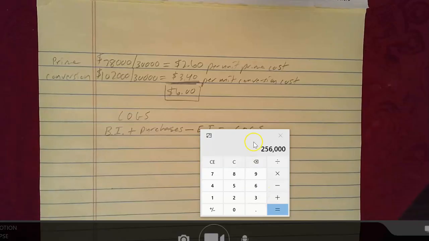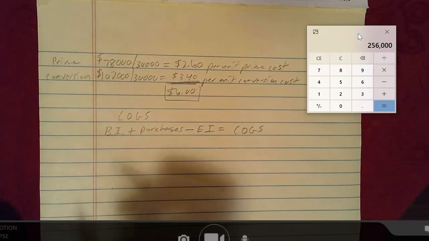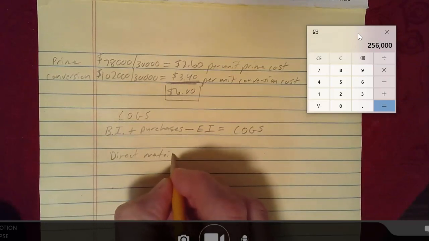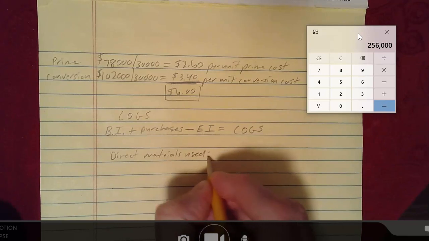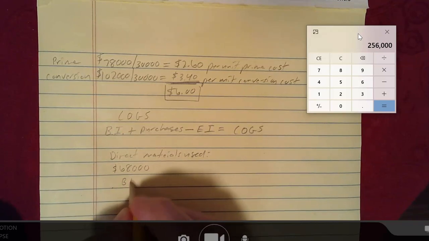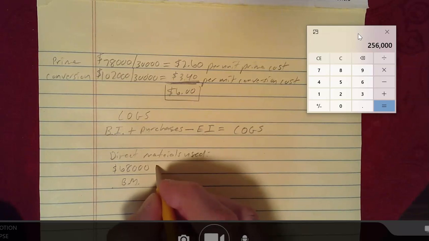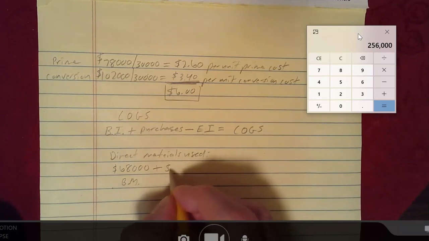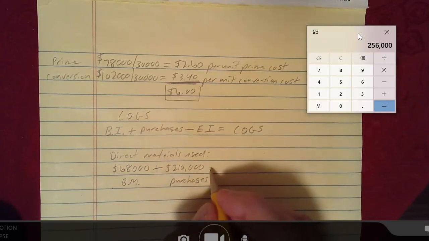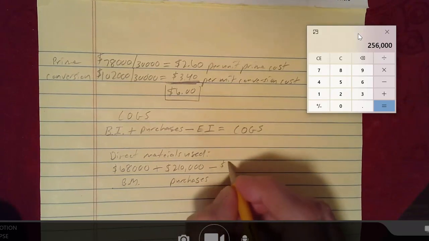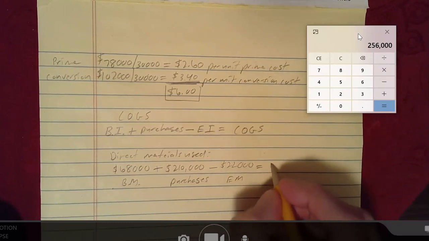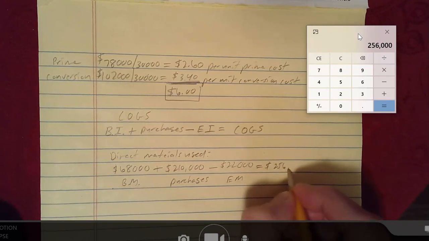So our direct materials used is our $68,000 beginning materials, I'm abbreviating in the interest of time, plus what was it, $210,000 in purchases, minus $22,000 of ending materials is going to equal $256,000.